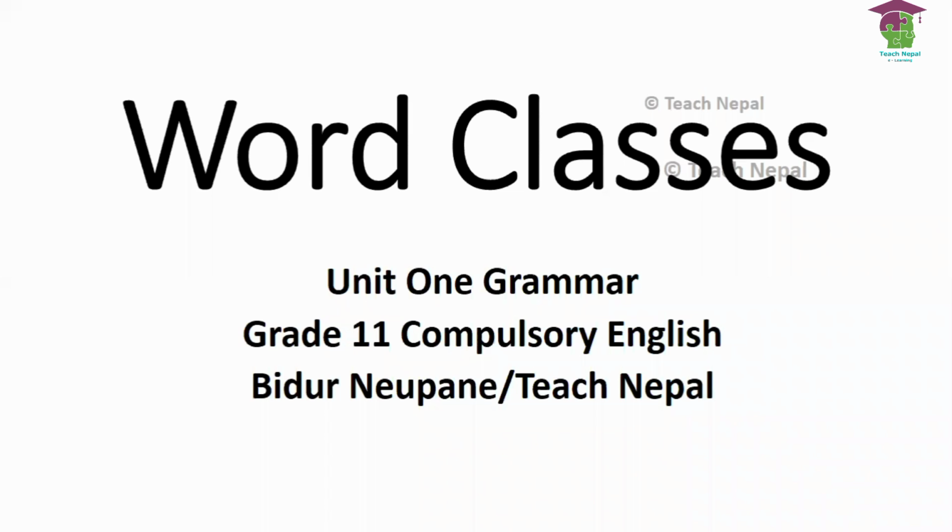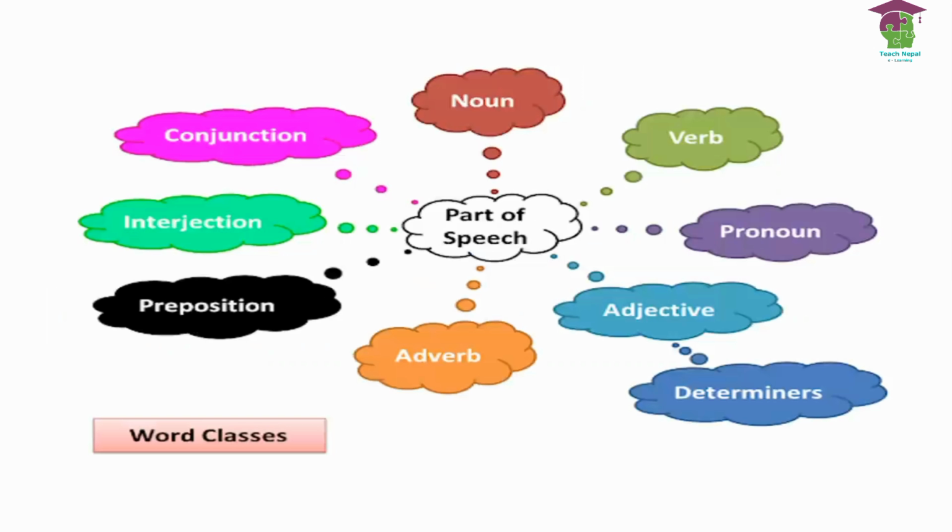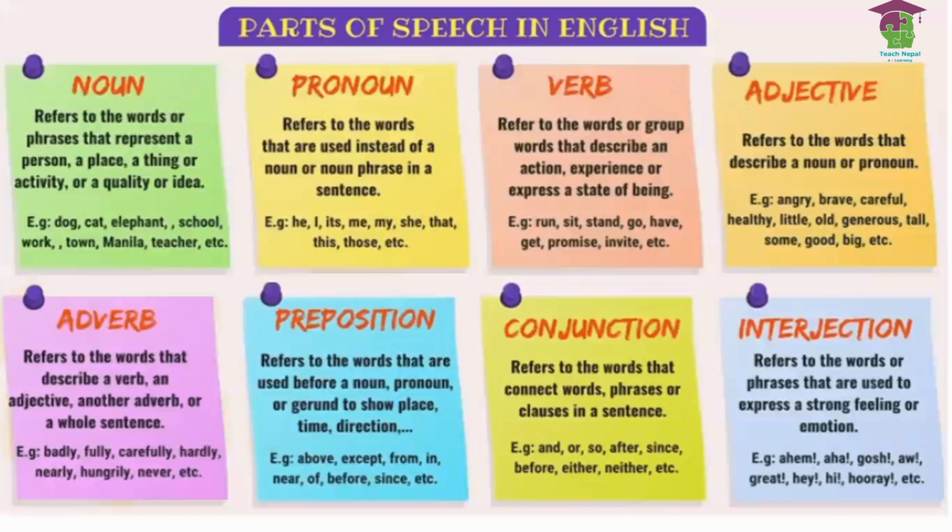Now, unit 1, word classes. We'll briefly discuss all the things here and basically focus on the exercises. Word class here refers to the parts of speech. We have noun, pronoun, verb, adverb, adjective, preposition, conjunction, interjection, and determiner. These are the parts of speech in English.